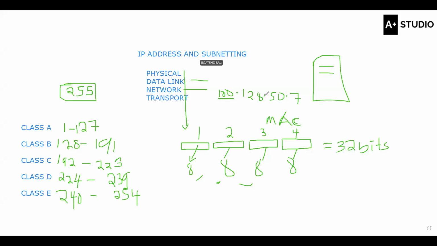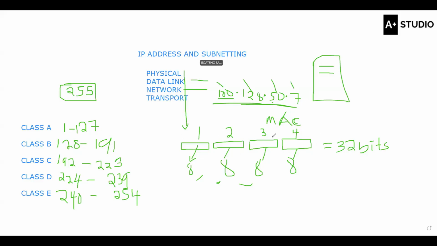There is a dot separating each of the decimals. These are decimal values. 100 is a decimal, 128 is a decimal, 50 is a decimal, and 7 is a decimal. But there is a dot separating each octet. So with this, an IP address consists of only 4 octets: octet 1, octet 2, octet 3, and octet 4, telling us that it is an IPv4 address.